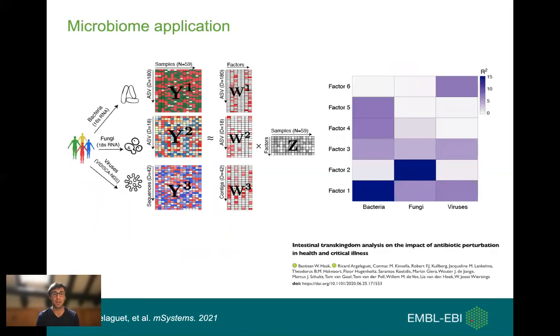So the second one we also have is the microbiome application. This is a paper that was recently published in mSystems. The idea is that we were able to profile multimodal information from the gut microbiome. So we had bacteria, fungi, and viruses from a set of 59 patients who were undergoing antibiotic treatment. And then we used MOFA to integrate all these different measurements. Each modality corresponded to a different kingdom of life, right? So we have bacteria, fungi, and viruses.